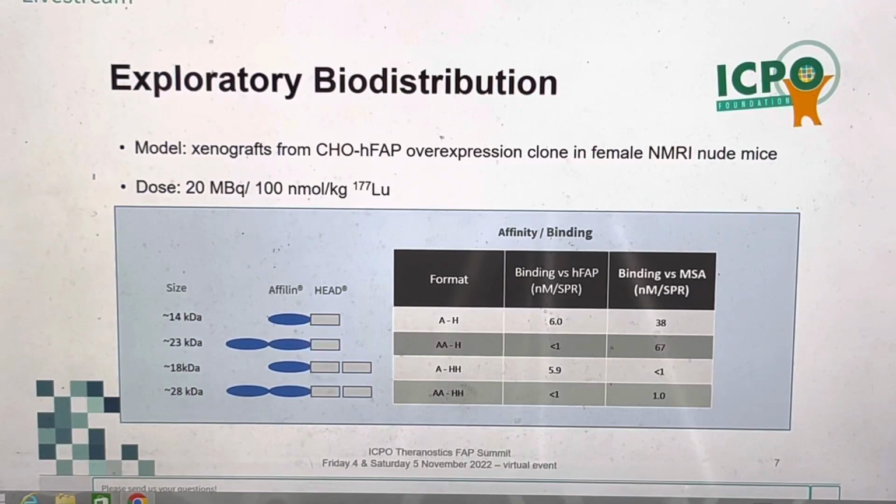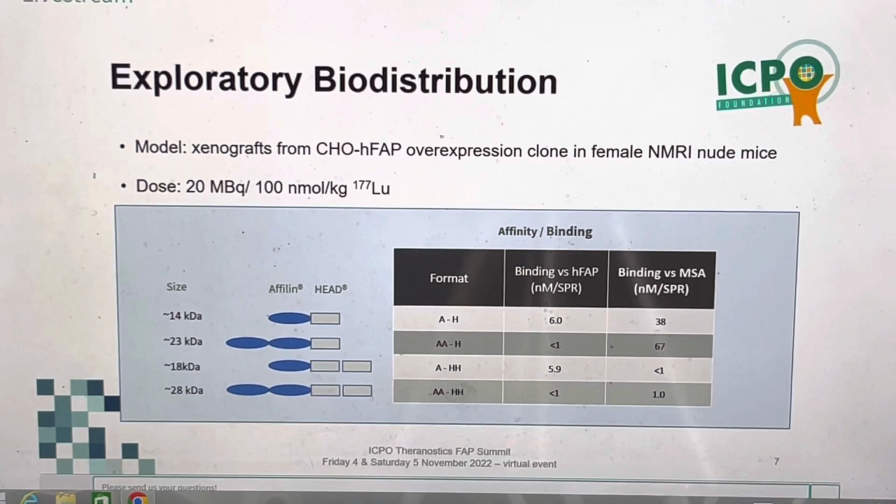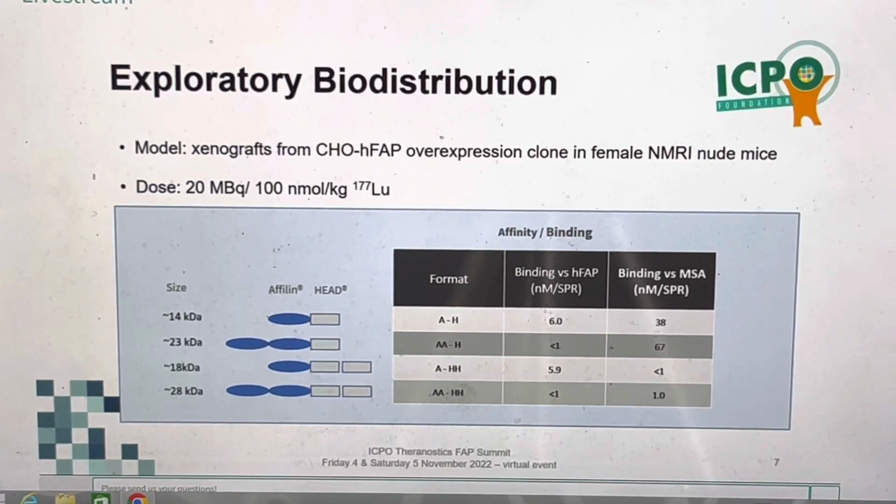Here we come to the experiment, and mind you, I say exploratory, in the attempt to save animals. This was not designed with any confirmatory intention, but more exploratory to generate hypotheses. This is basically the 4 constructs we tested.